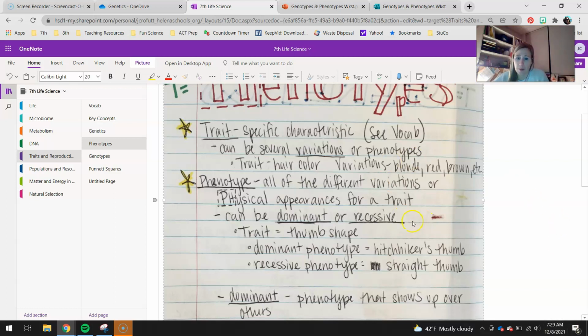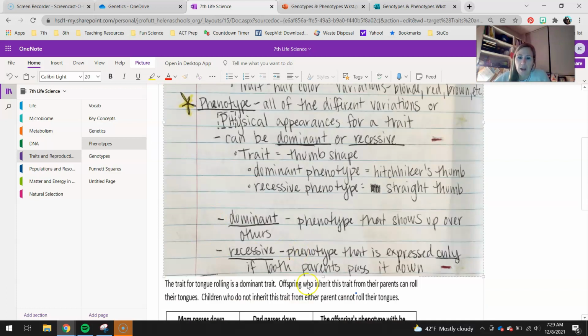So again, if one parent passes down the dominant and one parent passes down the recessive, we're going to see the dominant trait in the kid. That kid's going to be able to pop their thumb back. The dominant is the phenotype that shows up over others, and the recessive is expressed only if both parents pass it down. So for people with straight thumbs, both parents had to pass down that gene to their kid in order for it to be shown, because there's nothing they're competing with there.